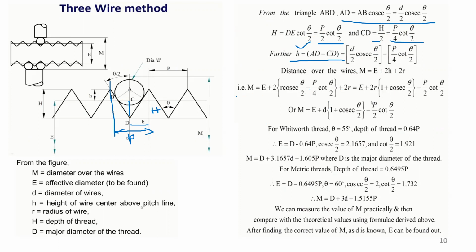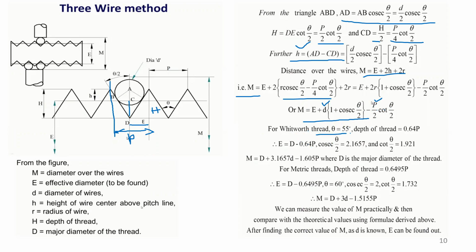And therefore, M is equal to E plus 2H plus 2R. That is E plus 2 into small h, which is this value, and 2R. So therefore, M is equal to E plus D into 1 plus cosecant theta by 2 minus P by 2 cot theta by 2, where D is the diameter of the wire and P is the pitch of the screw thread. Theta is the included angle of the screw thread. By substituting the theta value, you can get the effective diameter.